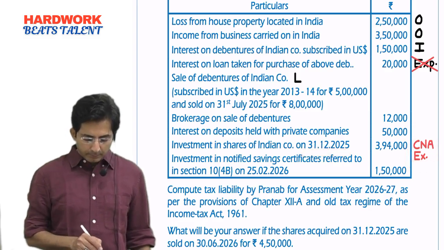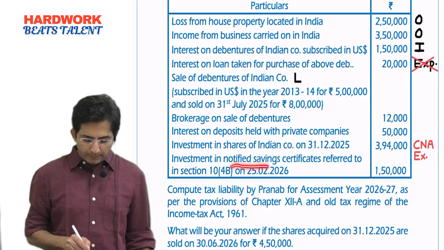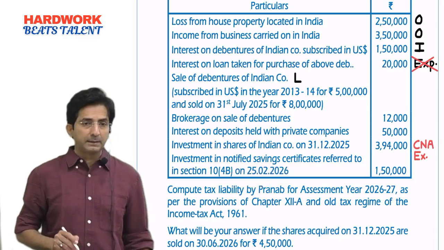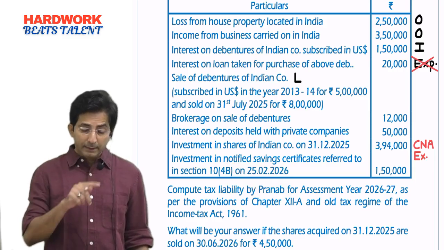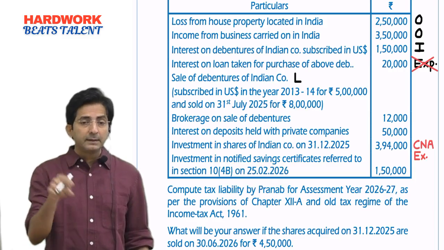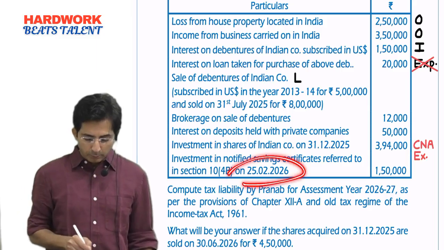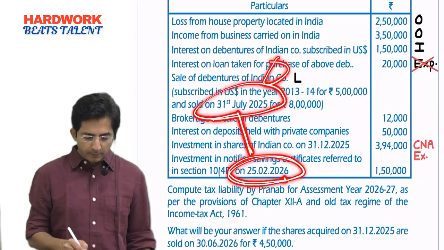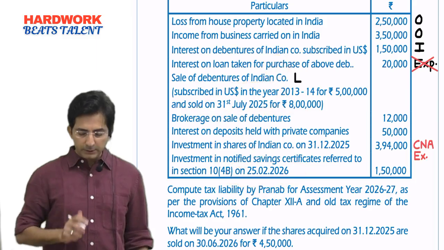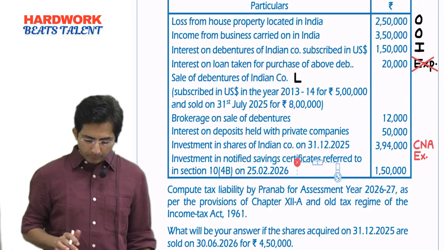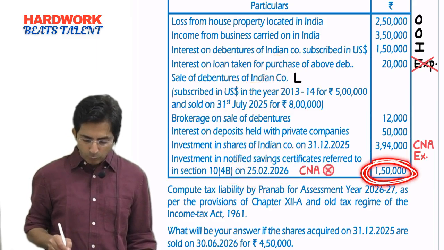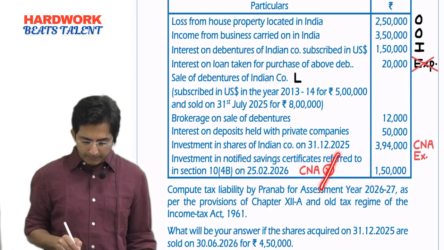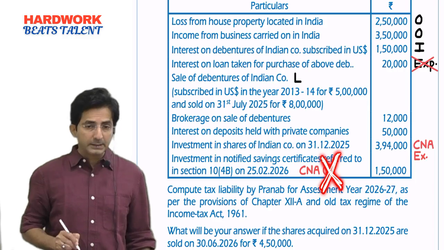Then he has also invested in notified savings certificate on 25th of Feb. See, investing in notified savings certificate is also eligible for exemption. But that reinvestment should happen within 6 months. Here it is on 25th Feb, which is beyond 6 months if you count from 31st July. So it is not eligible. So see here what I have written. Although this is my cost of the new asset, the cross mark means it's not eligible for exemption.